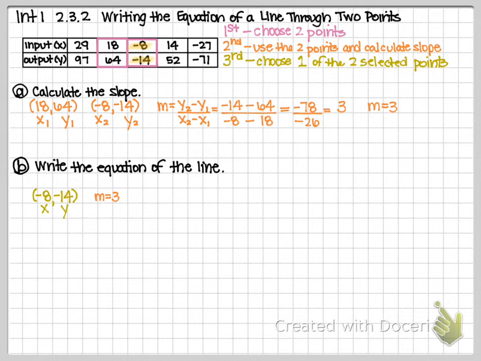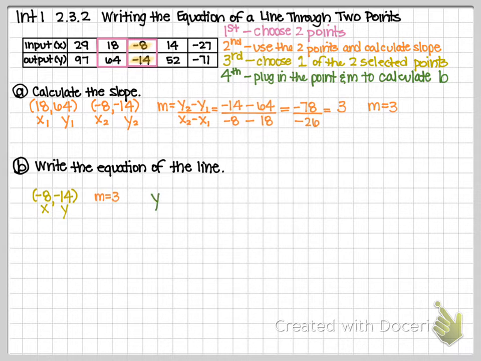Now, next step. So step 4. Plug in the point and the slope to calculate b. So again, we are right back to what we just did. So let's start writing this thing.